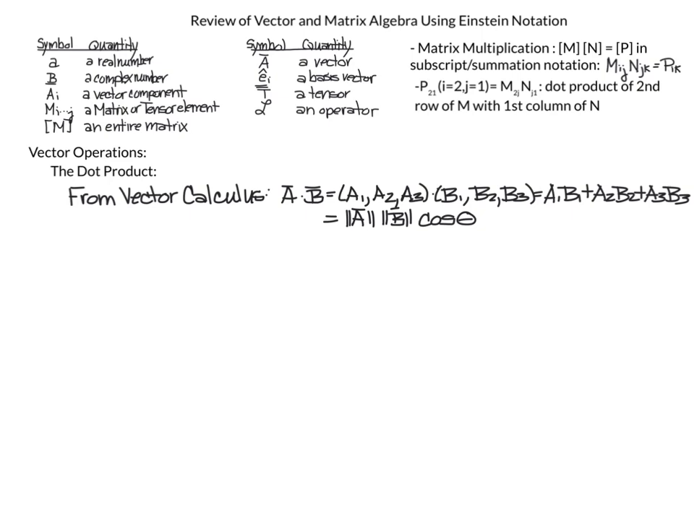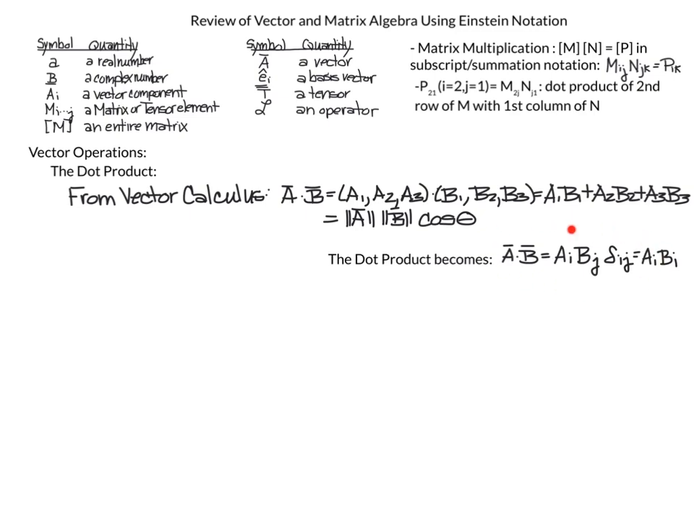The other thing that you learned in vector calculus is the dot product is also equal to the magnitude of A times the magnitude of B times cosine of theta. So this was particularly useful when you wanted to know if two vectors were orthogonal, because if they were orthogonal, they would be at a 90-degree angle, meaning the cosine of 90 would be 0. So assuming A and B were not the zero vector, A dot B equals 0 would imply orthogonal vectors.